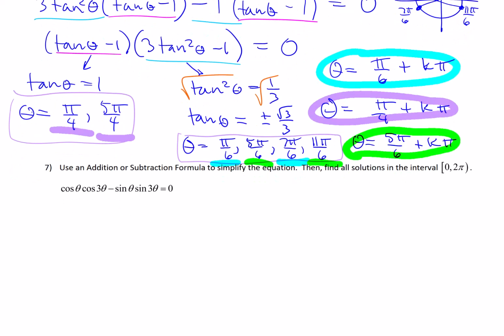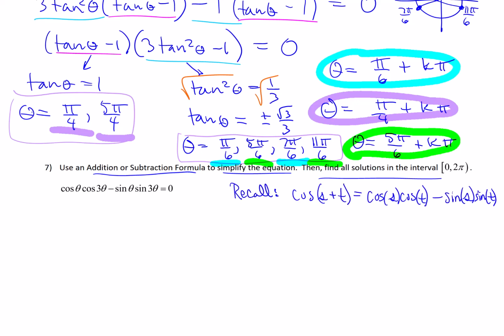All right, our next example, number 7, says this: use an addition or subtraction formula, so they're giving us a bit of a hint there, to simplify the equation, then find all solutions in the interval 0 to 2 pi, and the equation given is as follows: cosine theta cosine 3 theta minus sine theta sine 3 theta equals 0. Now, if your formulas are fresh in your memory or you've been writing them out a lot lately, you may start to recognize what they're giving you. Plus, there's a major hint where it says to use an addition or subtraction formula.